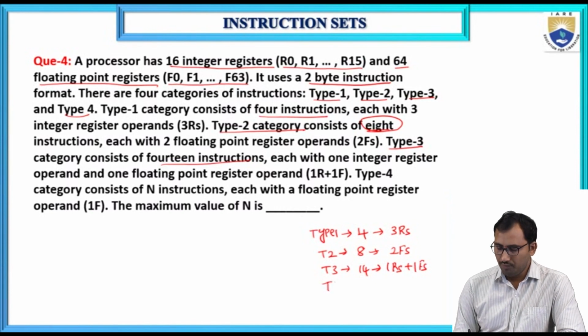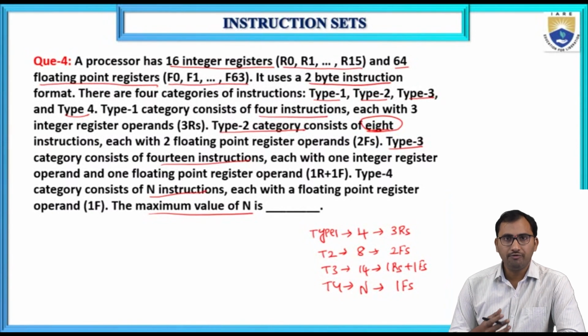And coming to type 4. Type 4 consists of n instructions, each with 1 floating point register operand. So in this problem, we are going to find the maximum value of n. That means we are going to find the number of instructions in type 4. So this is the problem.